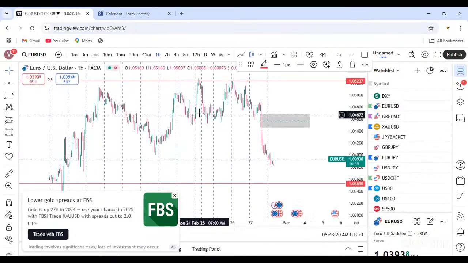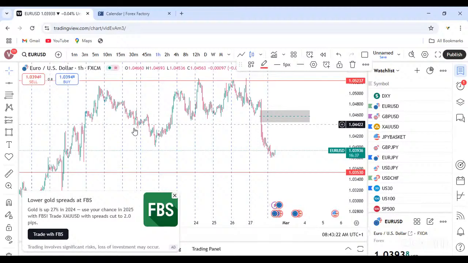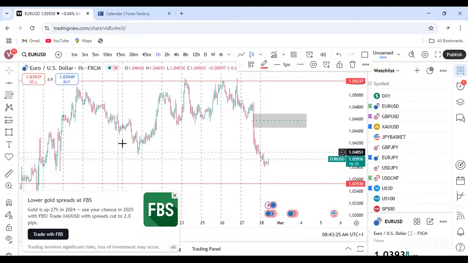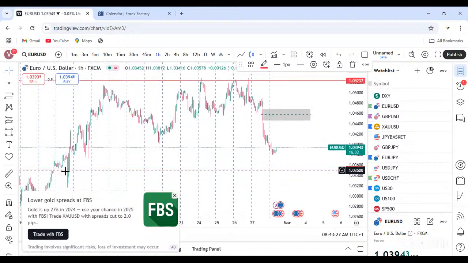Last on the list, on the 1-hour time frame too, it's pretty much the same price level that I want to see price trade into, 1.03530, because there's also a left shoulder residing right here that price should react off from.